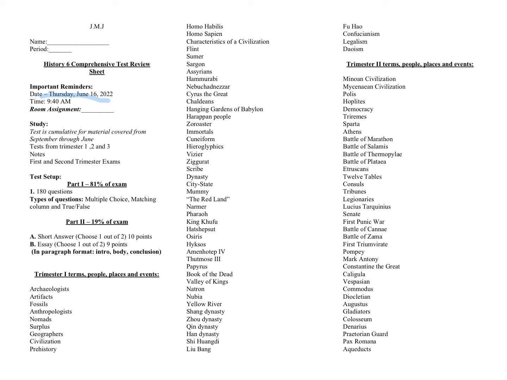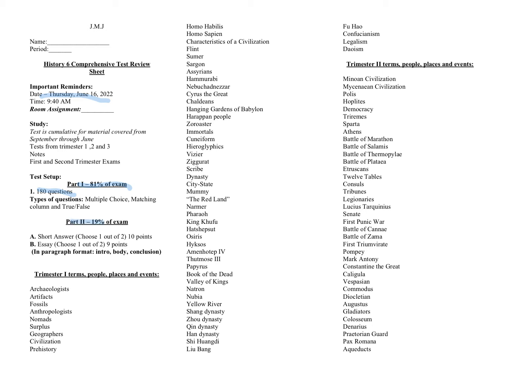So what I would like to do now is go through the structure of the exam. All right, so there's 3 parts to the exam. First part is part 1. It's 81% of the exam. It'll consist of 180 questions. The types of questions you'll see will be multiple choice, matching columns, true and false. All right, all types of questions you've seen throughout the school year.